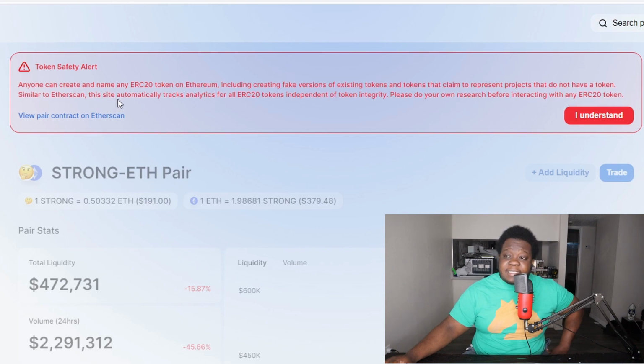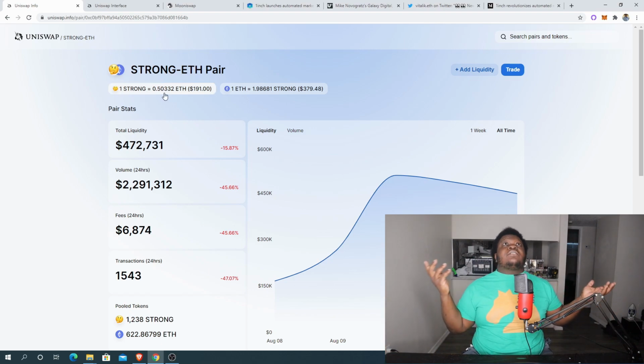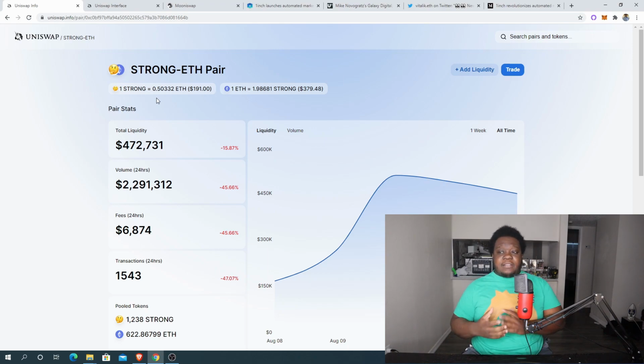Similar to Etherscan, the site automatically tracks analytics for all ERC20 tokens independent of token integrity. Please do your own research before interacting with any ERC token. So as you can see right here, Strong, what is it? No one has a clue what Strong is, but because they don't even have probably a white paper out or any information out or anything like that, Uniswap doesn't have anything to put as the token name. So that's how you know that a token is really, really brand new.